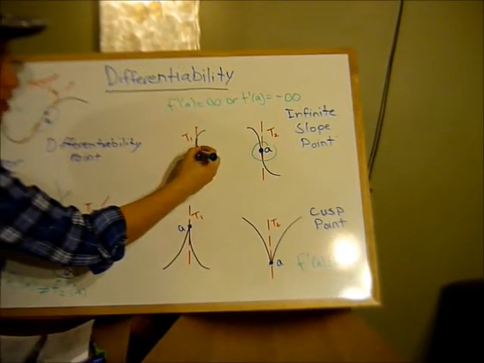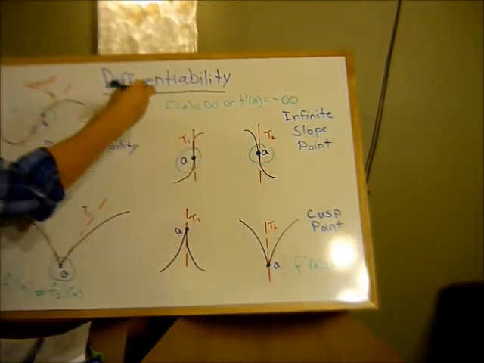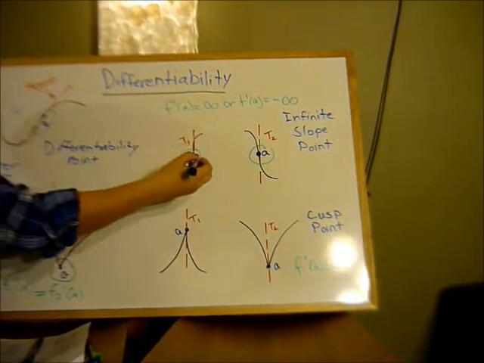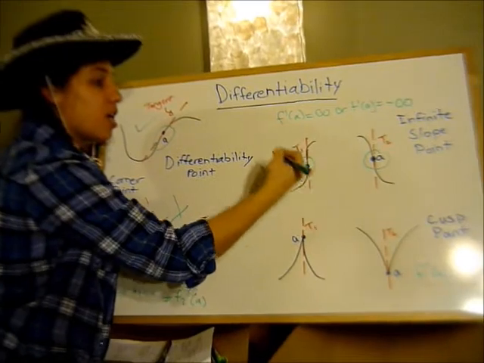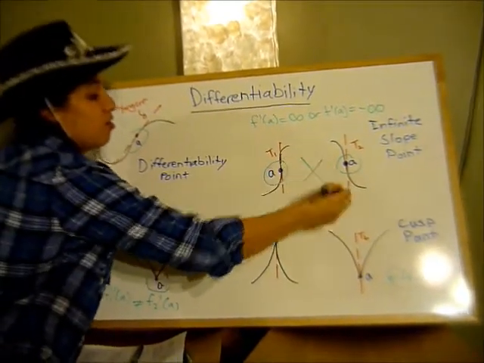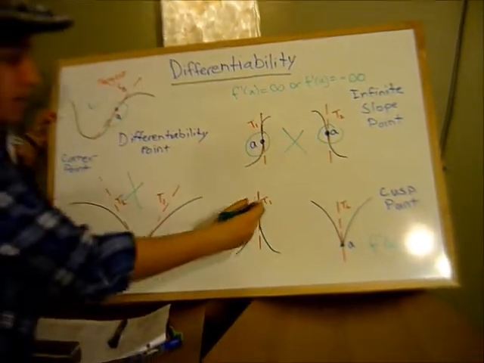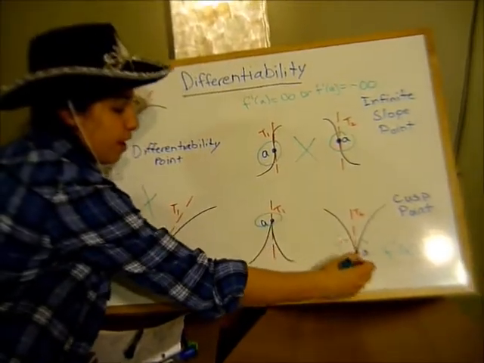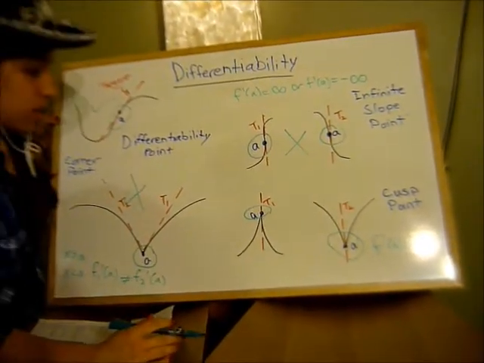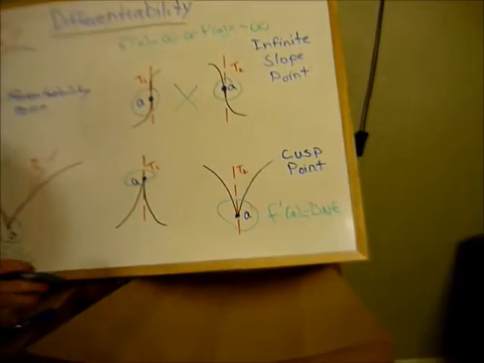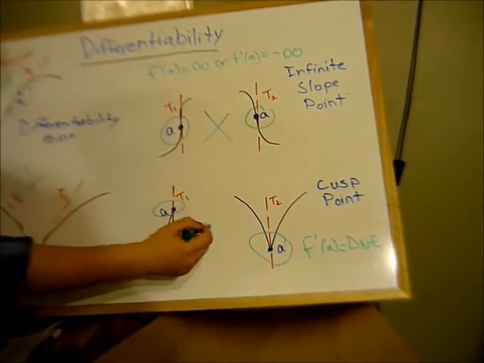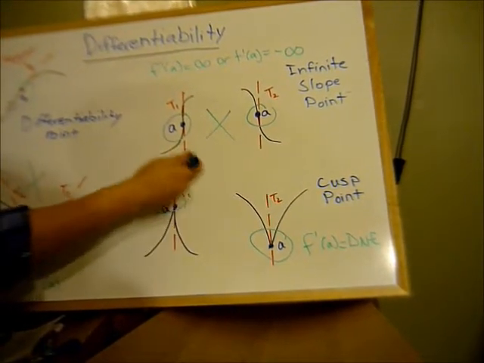Right here, we call this an infinite slope point, where the slope of the tangent is equal to either negative infinity or infinity. This function is not differentiable because its tangent is vertical. Right here, this is called a cusp point at point A, and f prime(A) does not exist, therefore this function is not differentiable.